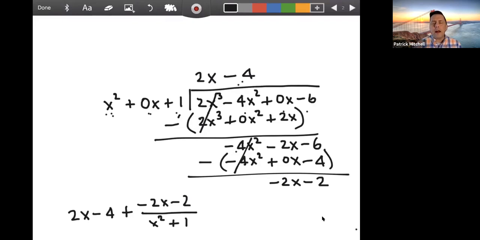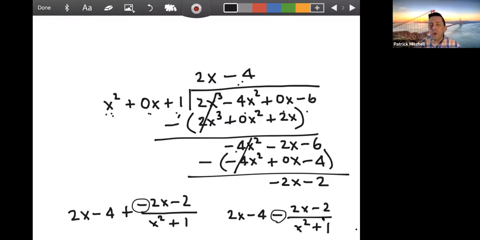Now, when I'm sitting in a class or standing in a classroom, a lot of times students will ask me, hey, Mitchell, can't you just write that answer as 2x minus 4 minus 2x minus 2 over x squared plus 1? And the answer is no, you can't. Do you see why not? This minus here only applies to the 2x, but if you put a minus in front of the whole fraction, it applies to the whole entire 2x minus 2.